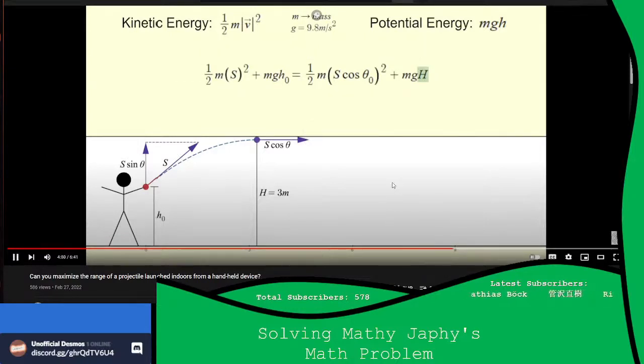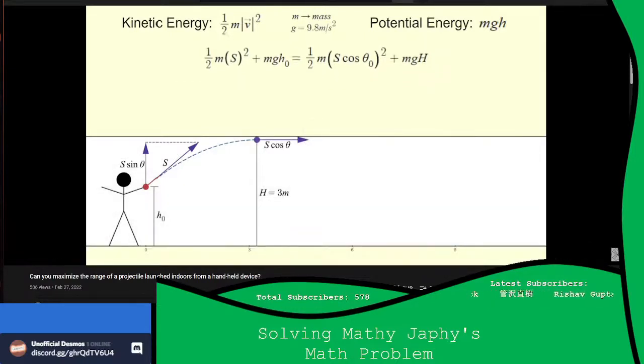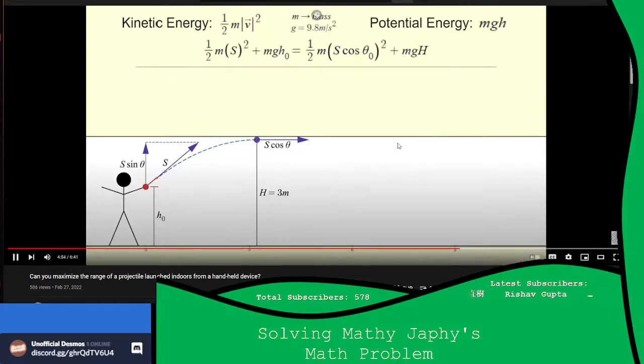That's what we need it to be. Okay, so the next step would be to derive an equation for the distance the projectile will travel, and then find the maximum of that function.